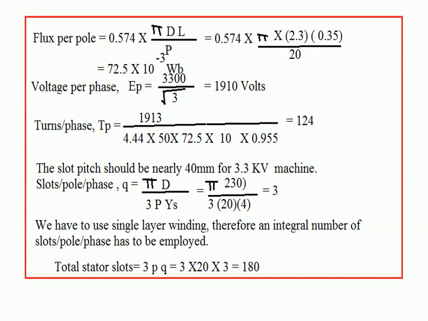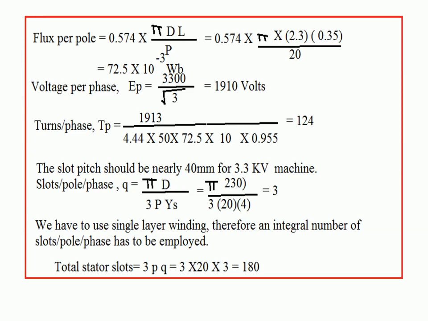The slot pitch should be nearly 40 mm for a given 3.3 kV voltage rating machine. Hence, you can determine Q, slots per pole per phase. That should be equal to pi D divided by 3 into P into Ys. Ys is slot pitch. Here one care should be taken. Ys should be taken in centimeter, and the diameter also in centimeter. You have to take both values in the same unit. We are going to get Q as 3.